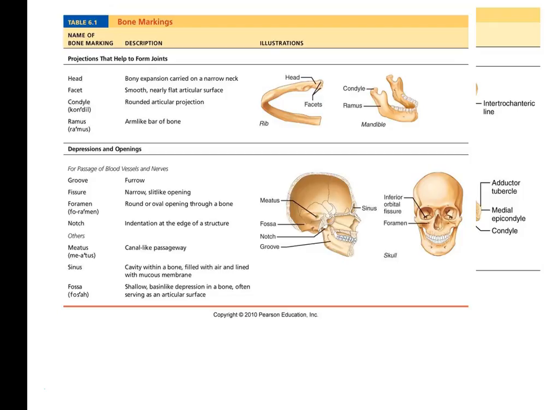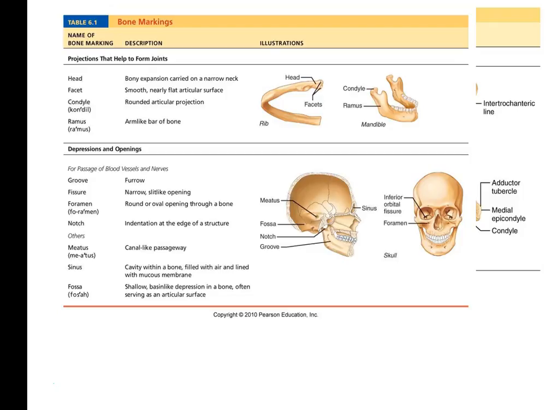A fissure is a narrow slit-like opening. You can especially see them in the back of the orbitals or the eye sockets. I always think about when I go fishing, I want to put my line right into the perfect spot, a little slit area. So a slit-like opening is a fissure. The word foramen means a hole, a round or oval opening. The plural for that is foramina. The hole in the bottom of the skull where the spinal cord comes up and meets the brain is called the foramen magnum because it is the biggest hole. A notch would just be an indention, a little indention at the edge of a structure.